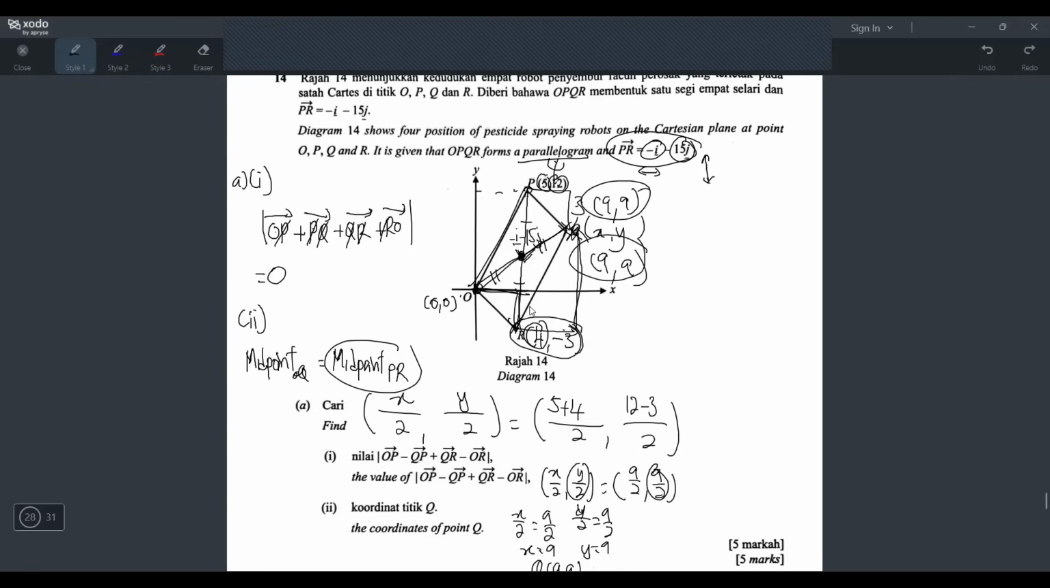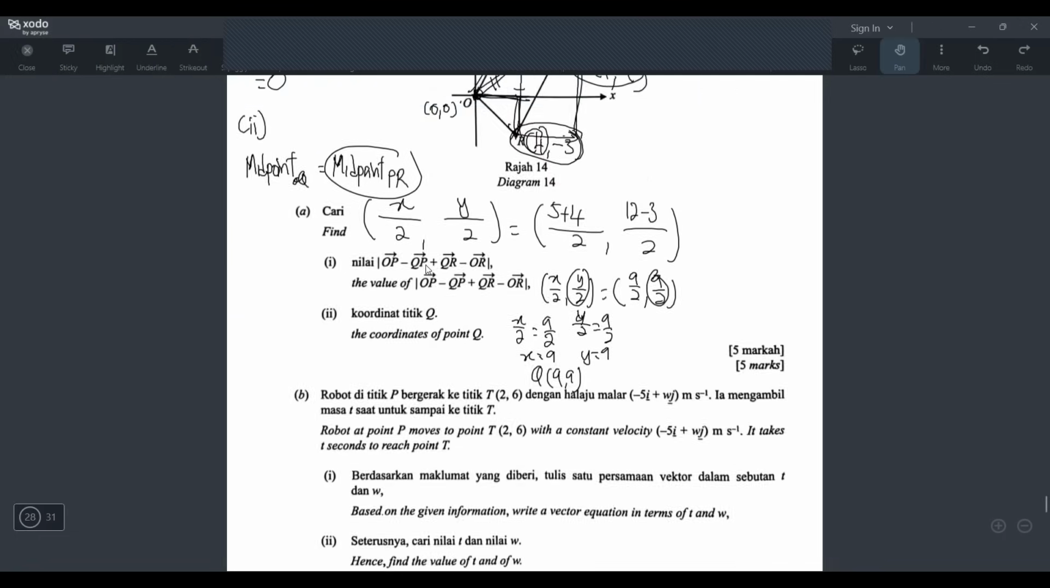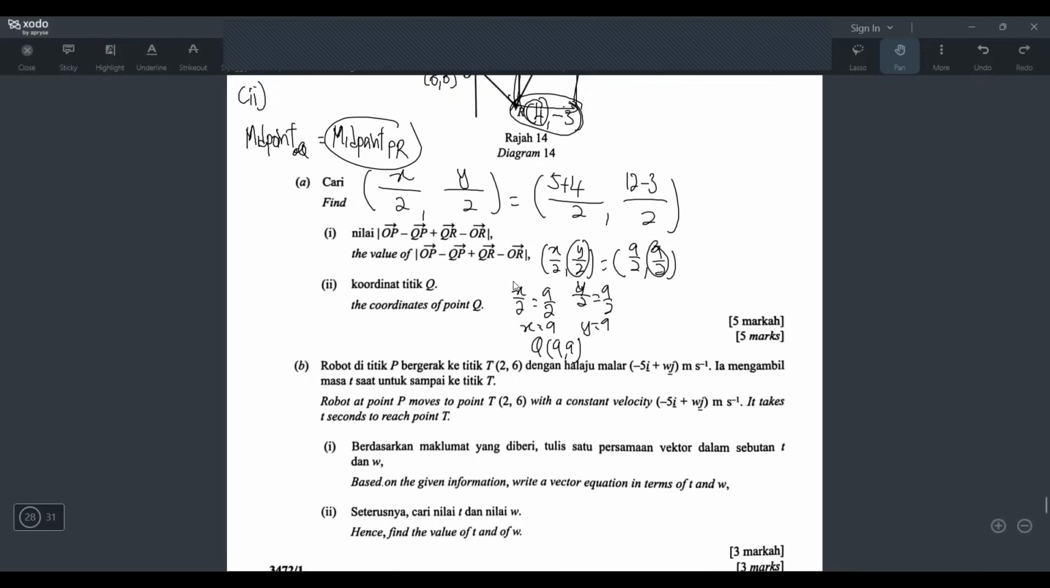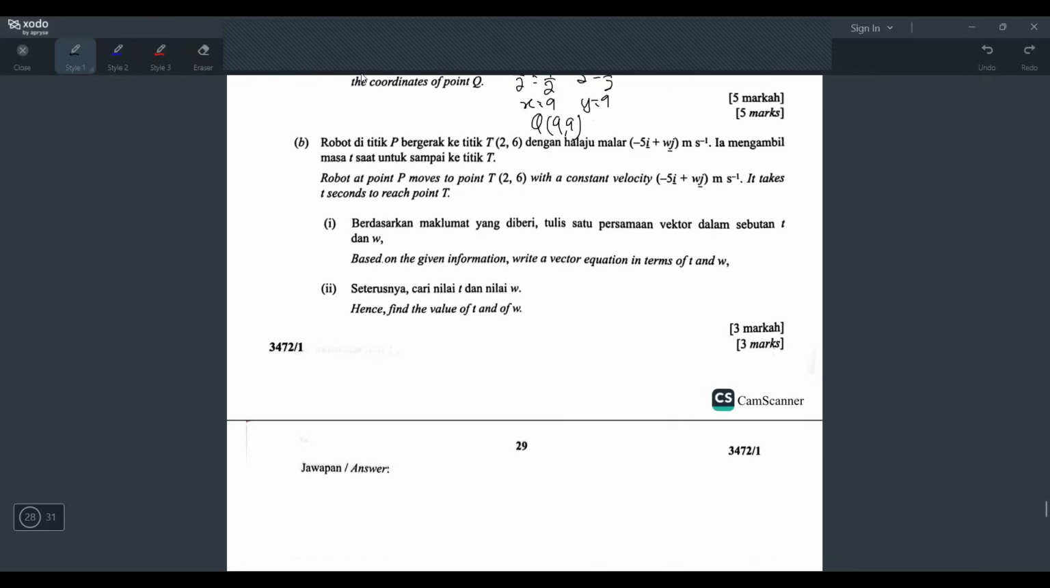It doesn't matter which method you use. I think you will get full mark. Doesn't matter which method you use. All right. So you can just choose any of the methods I mentioned just now to do it. Okay. All right. Hope you understand. Let's continue with B.